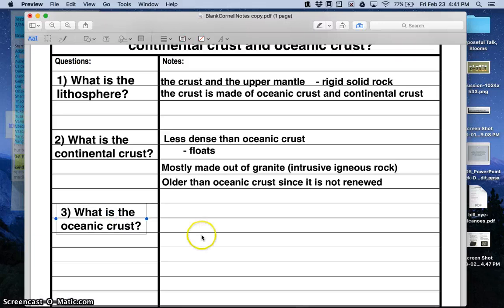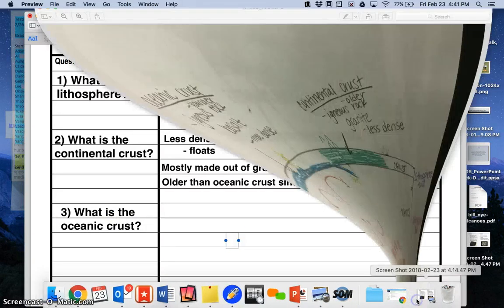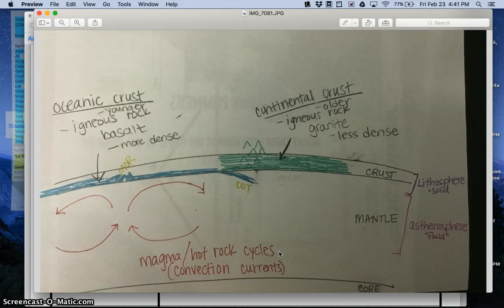So it might be helpful here, after you have written that, to go back to the picture and look at that continental crust. It's older because it's not being renewed with this mid-ocean ridge and deep ocean trench. There's no seafloor spreading, it's just sitting there. And the volcanoes are growing and growing. It's less dense because it's made of the granite, which is made from the magma.